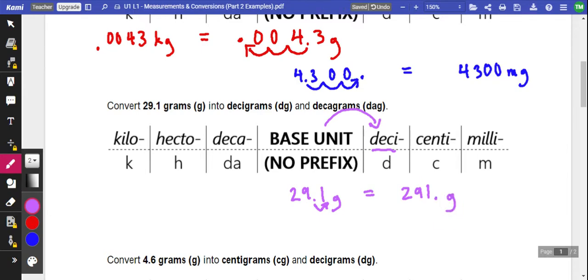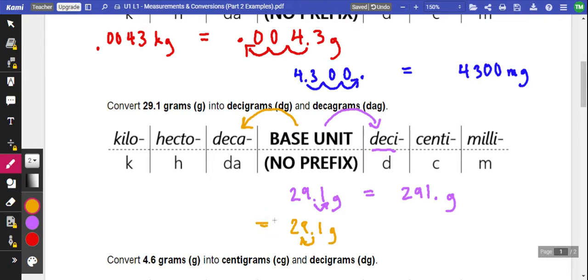Okay, not too bad. Now, deci and deca are easy to get mixed up because they both start with D, but they are two different prefixes. Deci is the smaller one, deca is the bigger one. So deci, to the right; deca, we're going to the left. So we're talking about a bigger unit. So to change from 29.1 grams into decagrams, DA instead of just D, we're moving one spot to the left. So my decimal point is going past the 9 and then stopping there.